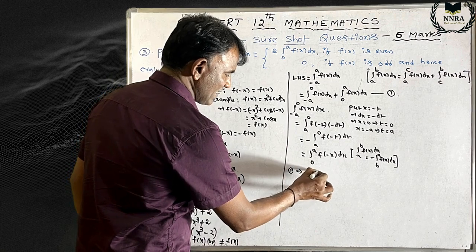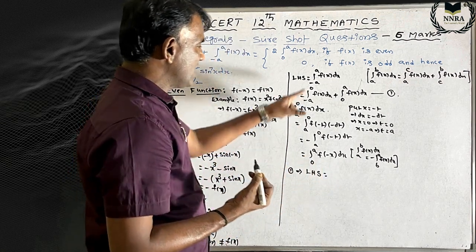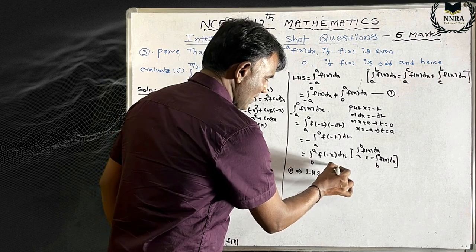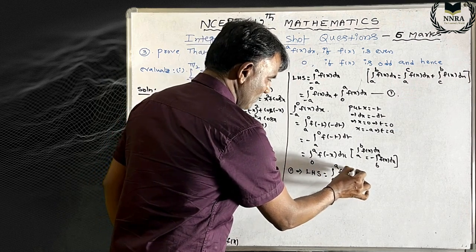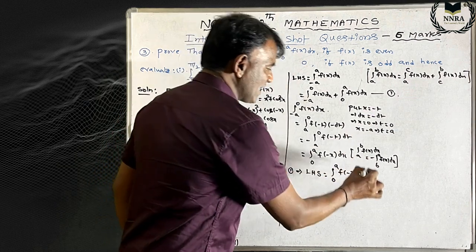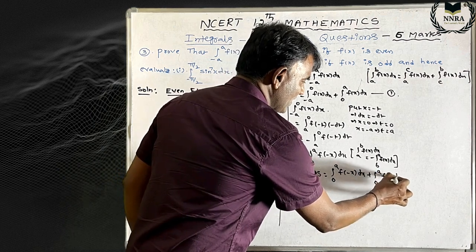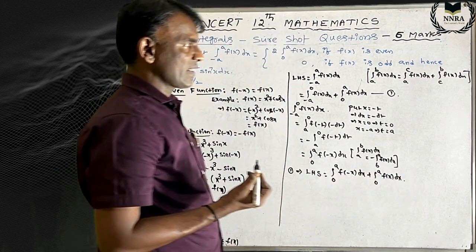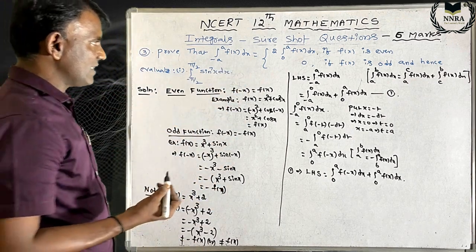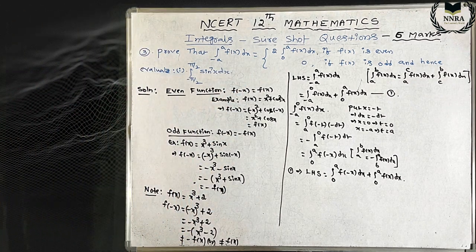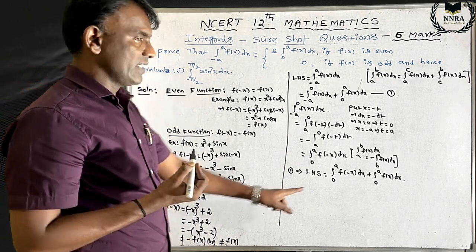Again, LHS equals the integral from minus a to 0 of f of x dx, which can be written as the integral from 0 to a of f of minus x dx. And the second value is the same: the integral from 0 to a of f of x dx. Now this is the value.